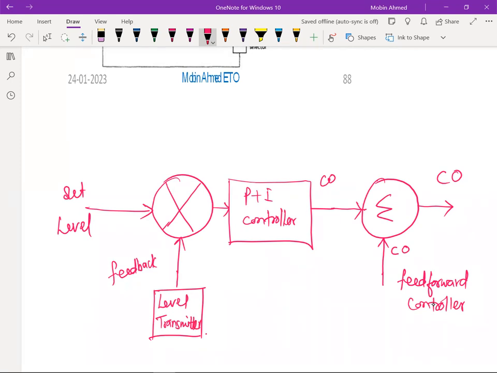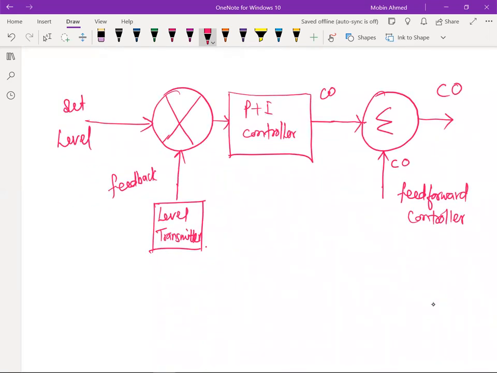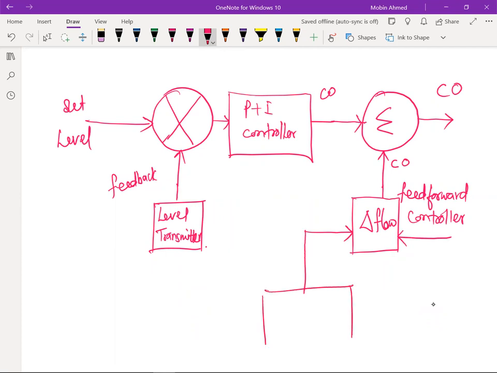Okay, and here there is a feed forward control. Now what this feed forward control is doing is finding the difference of flow. To get the difference of flow, there are going to be two flow inputs, and they come from the flow transmitter, that is, the steam flow transmitter.